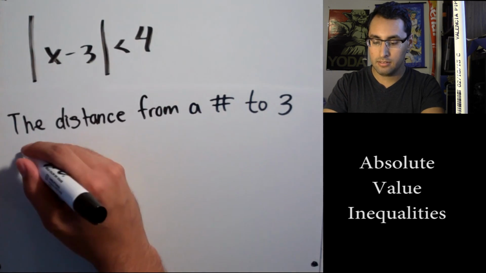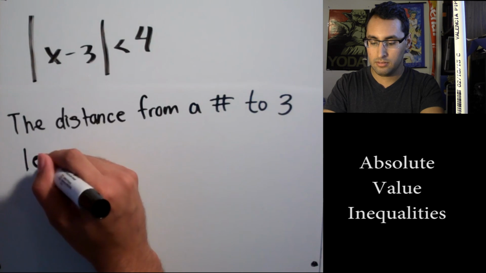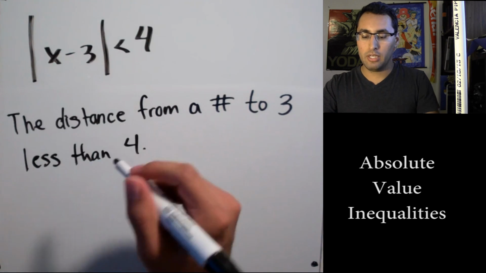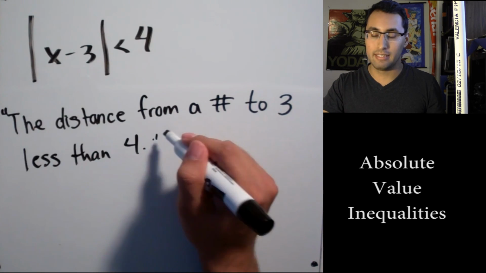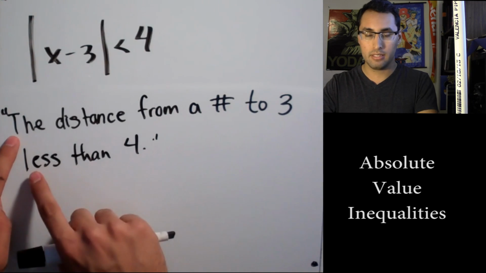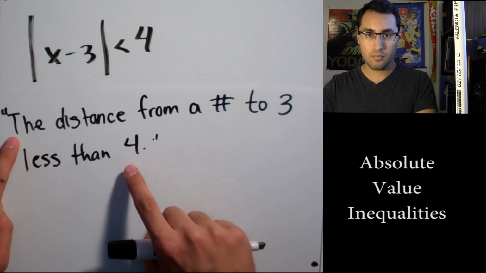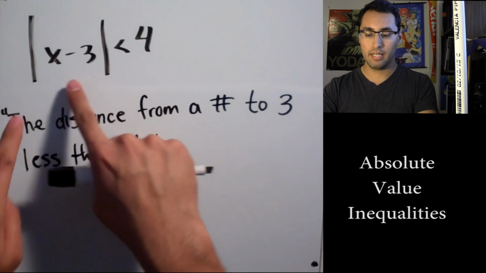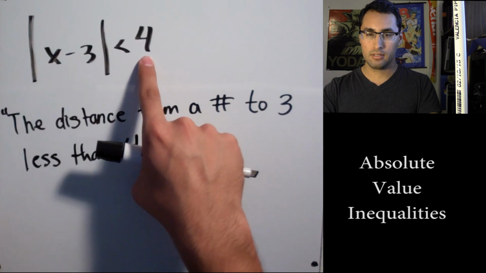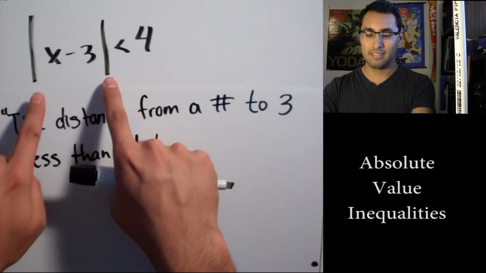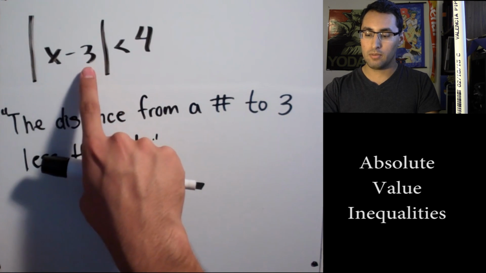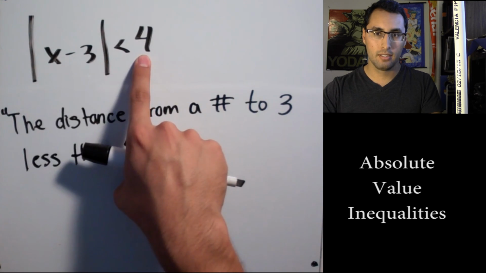is less than 4. When you have distance statements, this is how you read it. This says the distance from a number to 3 is less than 4. I'm going to read it again: the distance from a number to, minus sign means to, 3 is less than 4.